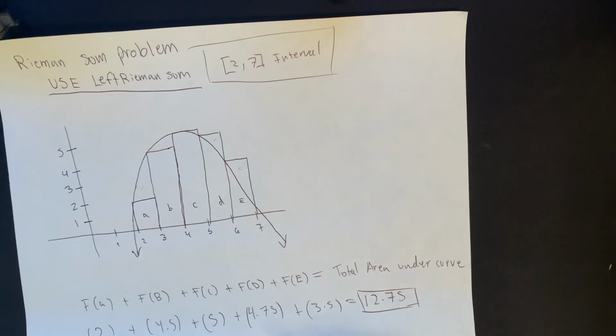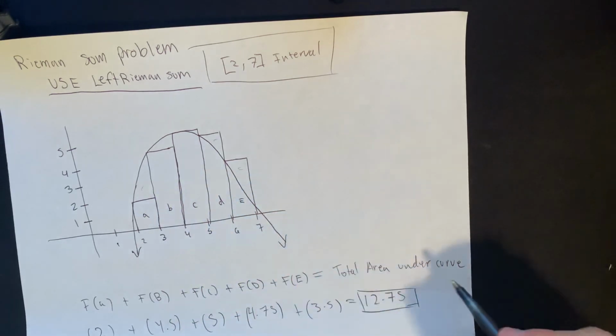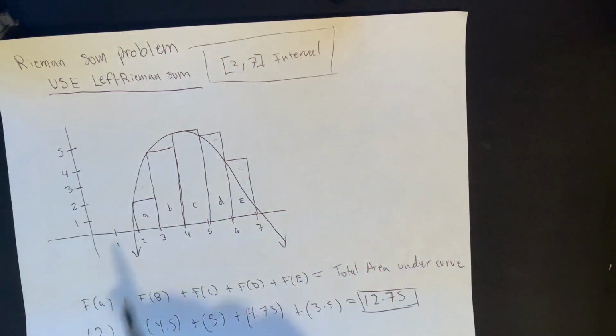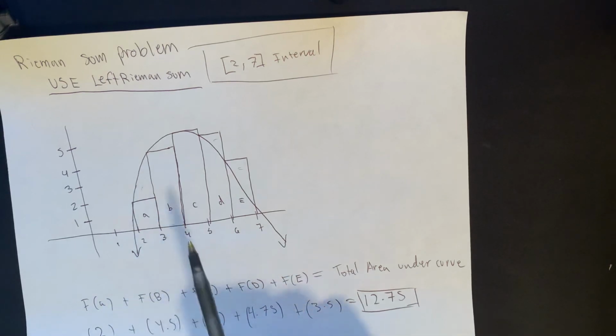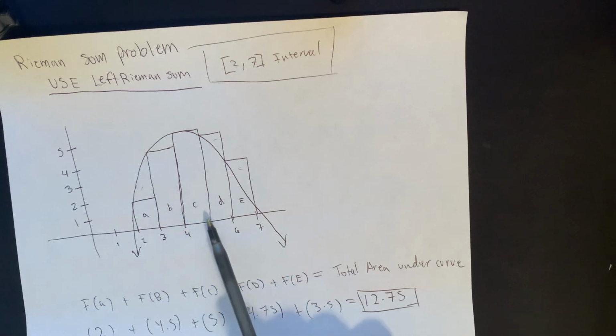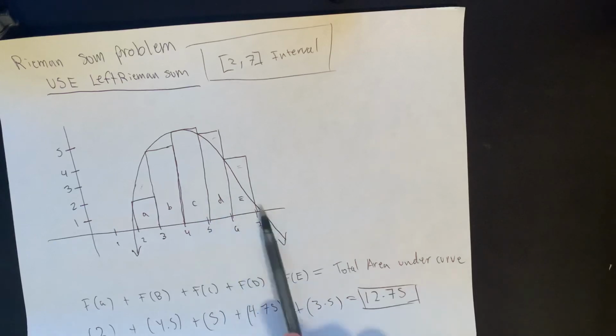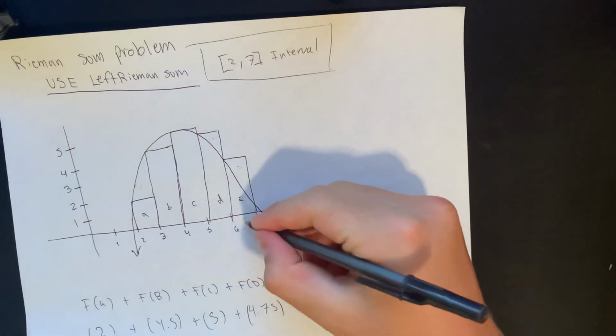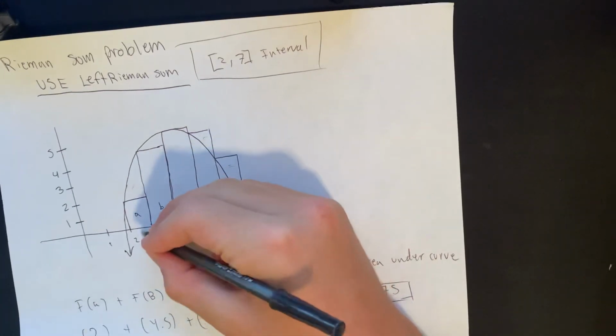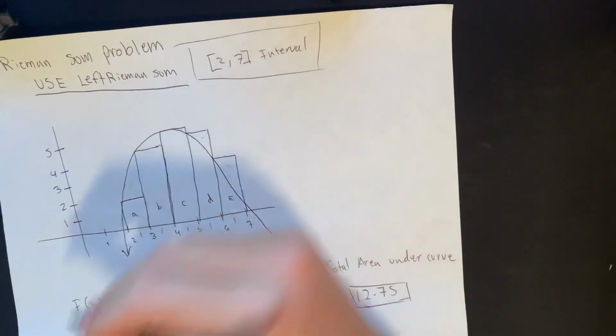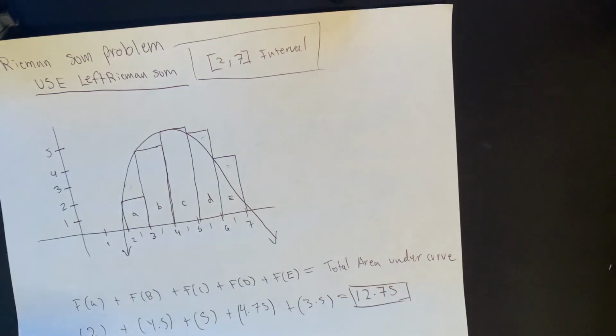And from this, you add up A, B, C, D, E in order to find the total area under the curve. So we know that this is 2, that is 4.5, that is 5, that is 4.75, and that is 3.5, just because each of these is 1 wide, and their certain y value is according to that, giving them that total area. From that, we get 12.5 as our total area under the curve of this problem.